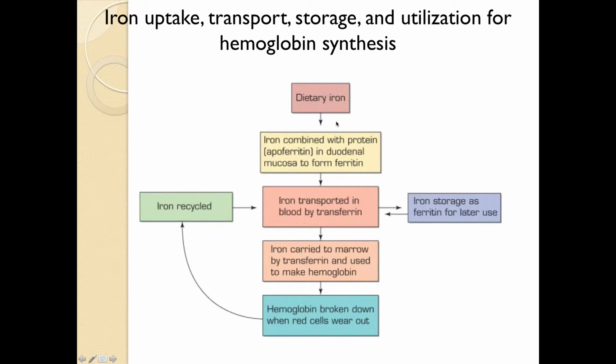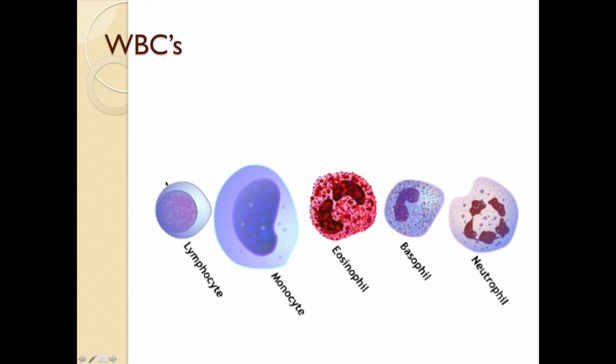Again, there's not a lot that is required for replacement because the body will recycle as much iron as possible. That should tip you off for things like iron deficiency anemia. In adults, it usually means that somebody's bleeding somewhere.